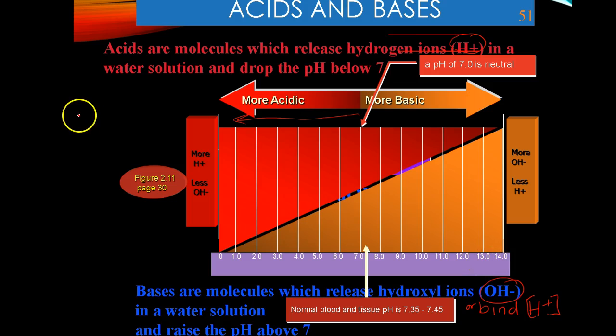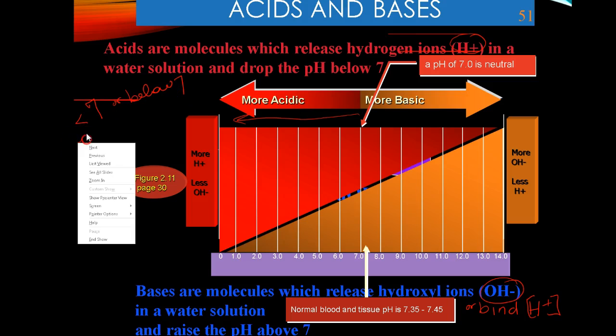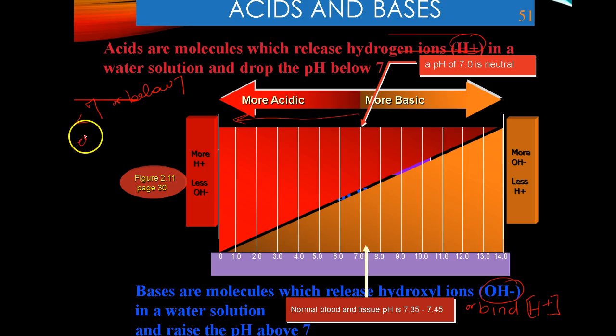So anything above 7 is considered a base. We would write that less than 7, or we could say below 7, is an acid. We said anything greater than 7, or above 7, is considered to be a base. Okay? Now, let's keep moving.